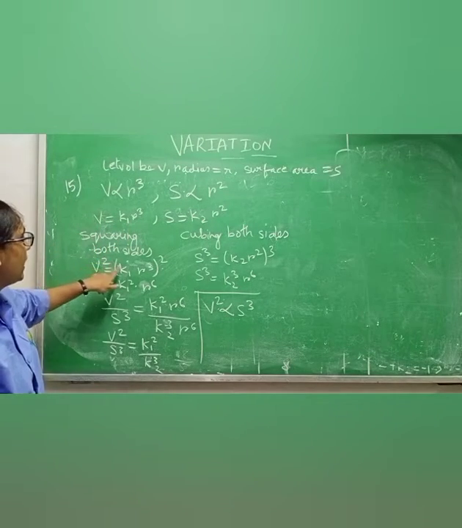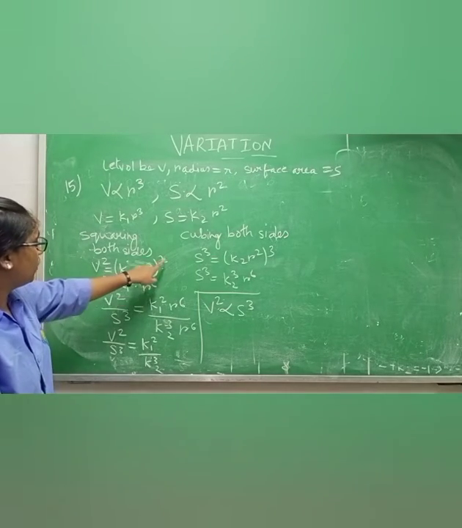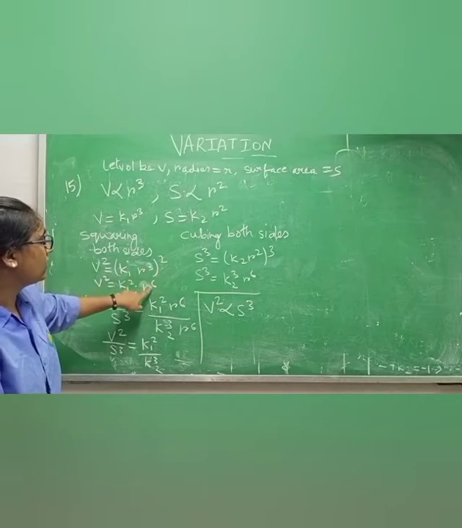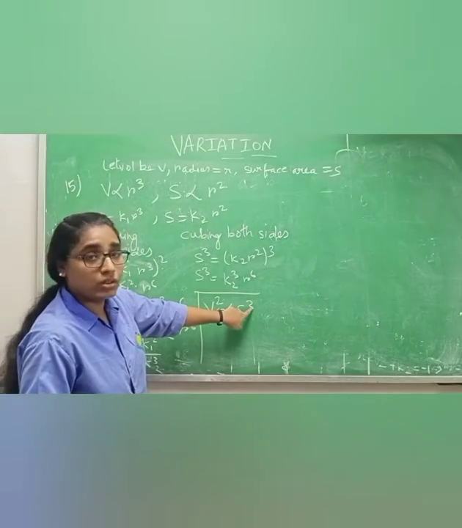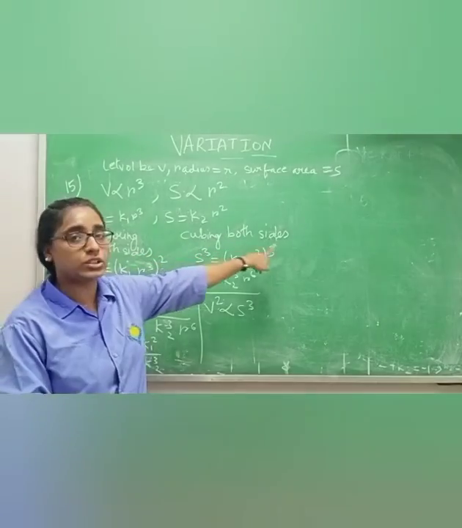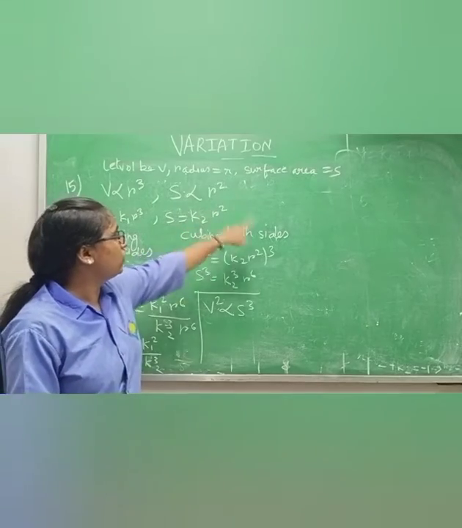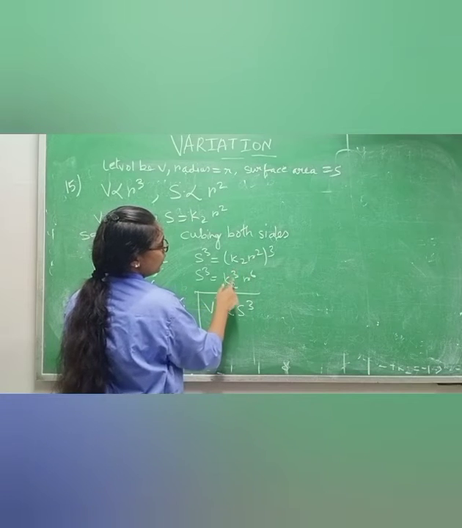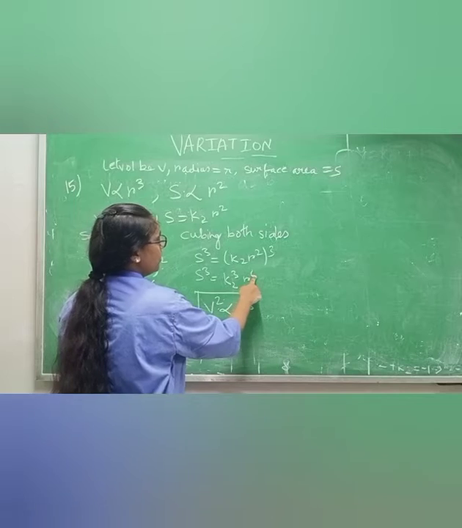So V will become V square equals k1 r cube whole square, because I am squaring. Now when I open the bracket, it will become k1 square and 3 twos are 6, r to the power 6. Now S cube means cube of the surface area, but we have only S, so I am cubing both sides. S will become S cube equals k2 cube, and r power will multiply, 2 threes are 6, so r to the power 6.